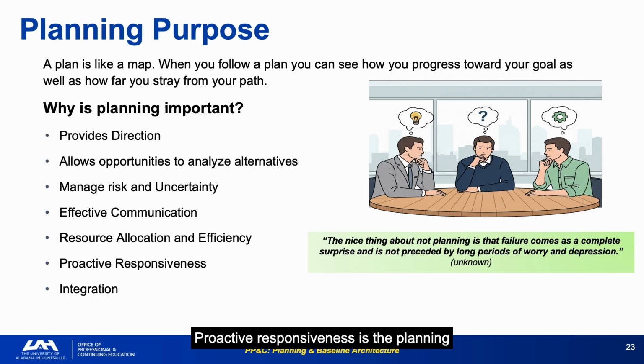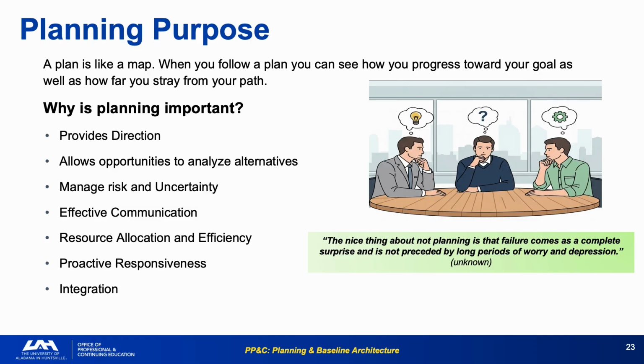Proactive responsiveness is the planning benefit that gets overlooked. Planning lets you see change coming and act on it before it becomes a crisis, rather than being driven by external forces. Resource allocation is the practical benefit that drives executive buy-in for planning rigor. When budgets are constrained, productivity is only maximized when resources are planned effectively, not when they're improvised in the moment.